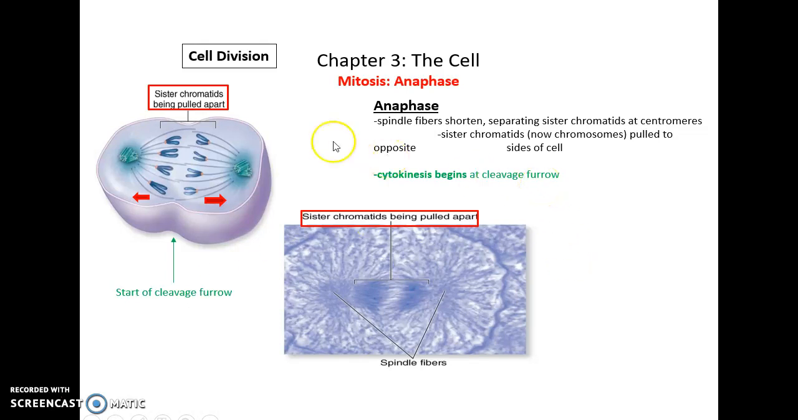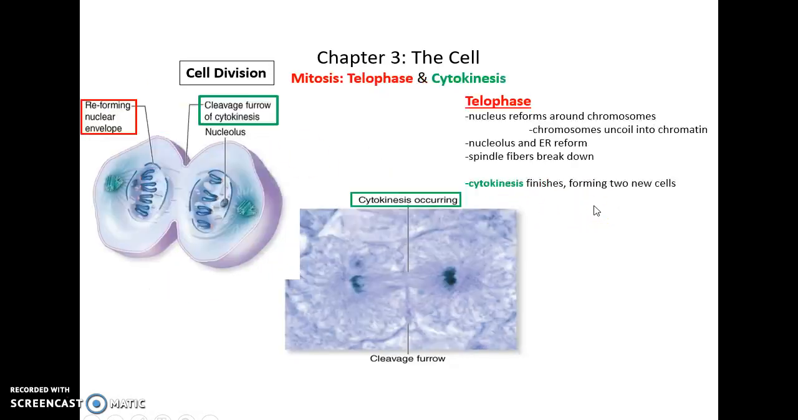Then during anaphase, this mitotic spindle will then shorten and the spindle fibers will start to drag the chromatids toward separate ends. Once the sister chromatids are broken apart, then they are officially chromosomes again, and this way each side of the cell will hold a copy of the cell's DNA. Also during this phase, you'll start to see a cleavage furrow in the cell membrane as cytokinesis begins.